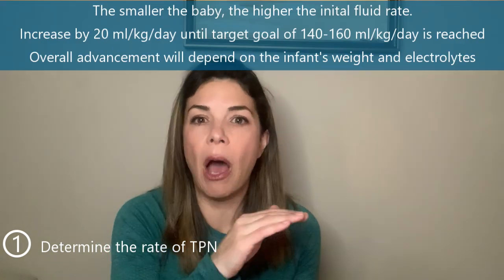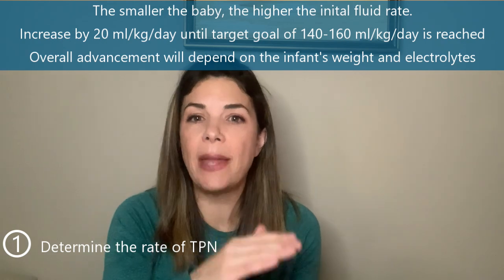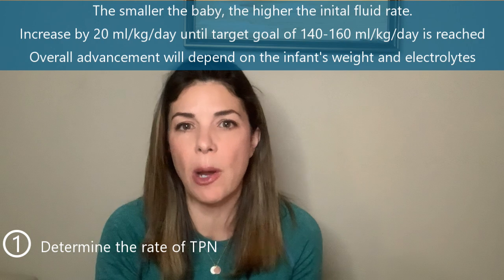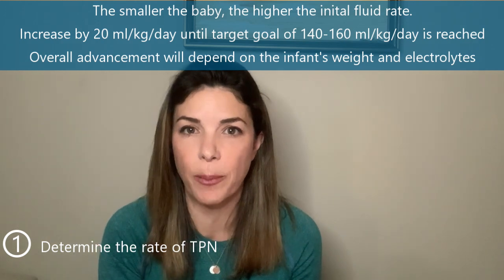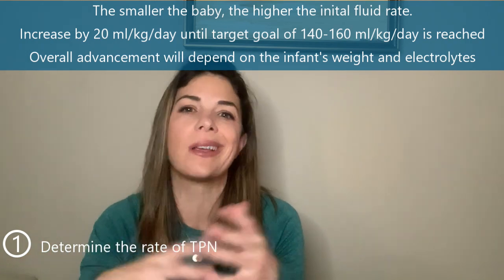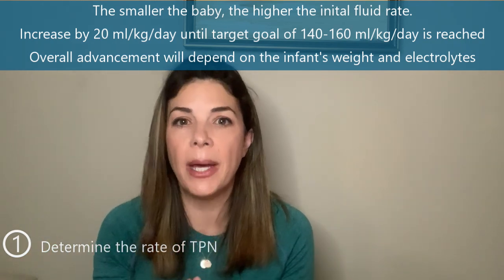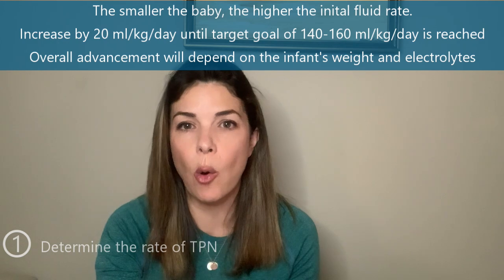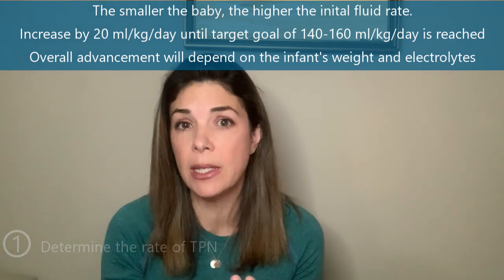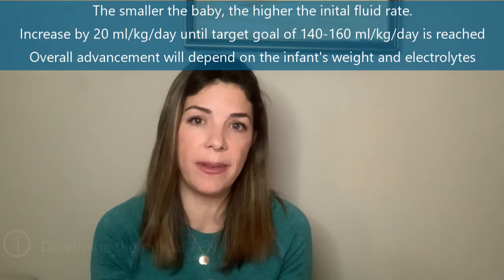So in summary, the overall guideline is the smaller the baby, the higher the initial fluid rate, and then you pretty much advance by 20 mLs per kilo per day until you reach somewhere between 140 and 160 mLs per kilo per day. Obviously, if you're going up on feeds and so on, then that's the total fluid volume. But essentially, how fast you go up and whether you go up at all is going to depend on the baby's weight, the baby's urine output, and the baby's electrolytes.